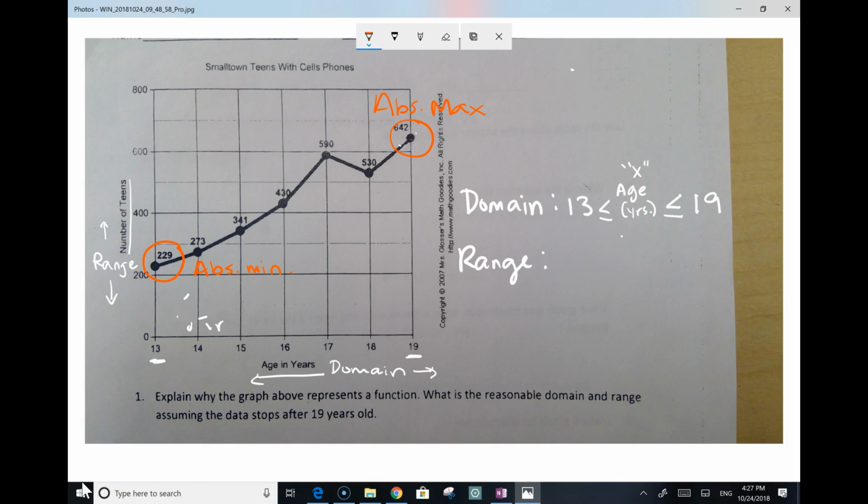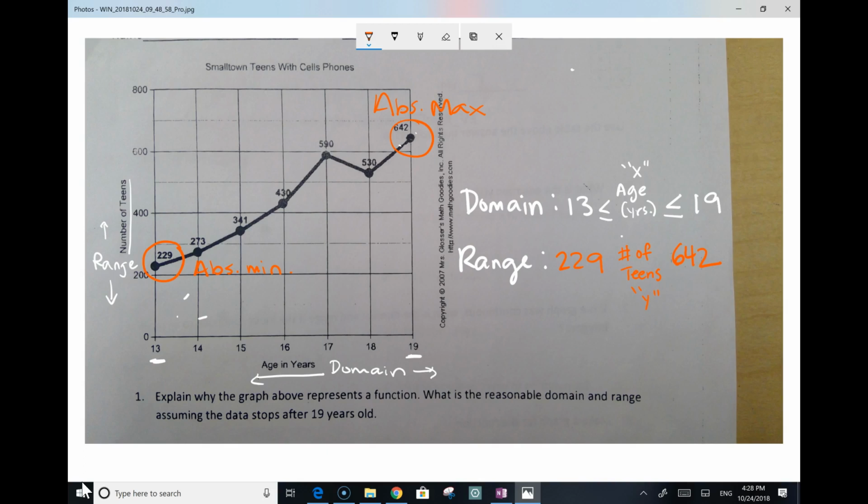So at the absolute minimum, the output is 229 teens. And at its absolute maximum, we have 642 teens. Now the range is about the number of teens, and I can put that over here. So number of teens. But again, you want to make the mental connection to the typical variable that is about range, and that's the y variable. So range is about y, domain is about x.